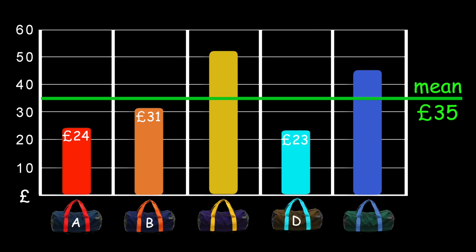The remaining 2 bags are above the average price. Bag C is £52, £17 above the average, and bag E £45, which is £10 above the average, giving a total of £27 above the average price. So you see that the amount below the average price of a bag equals the amount above it.